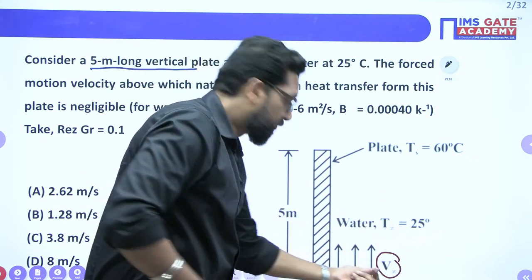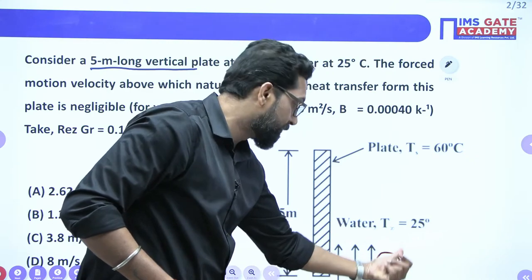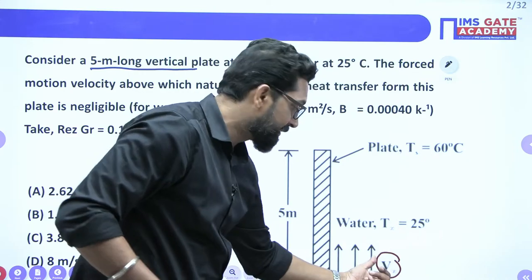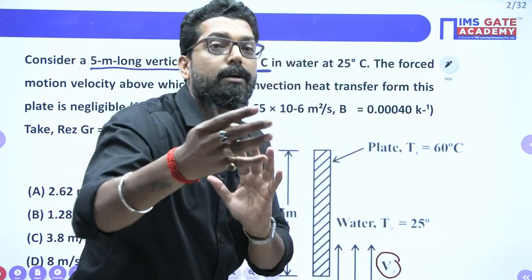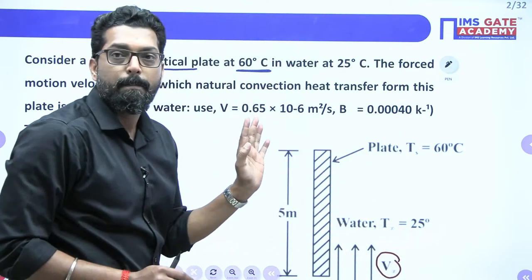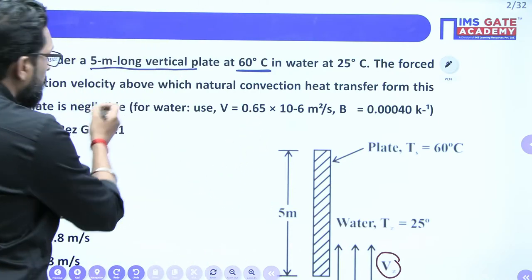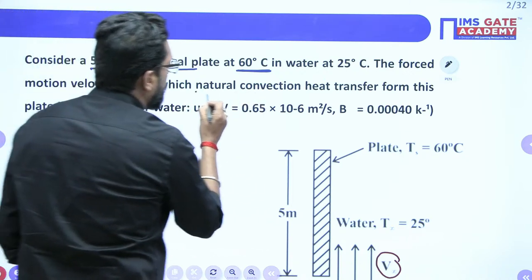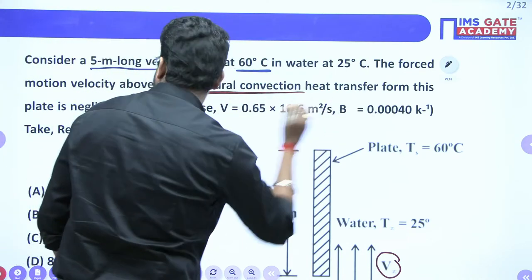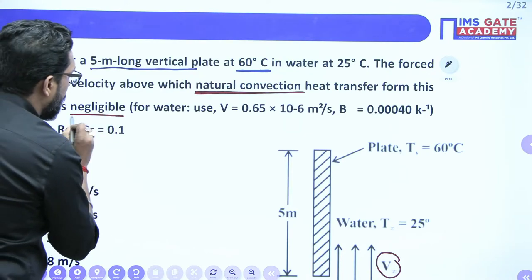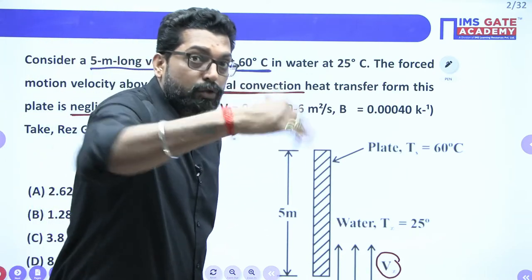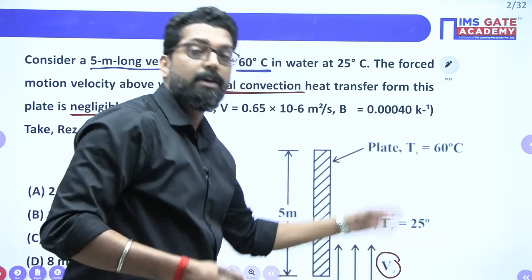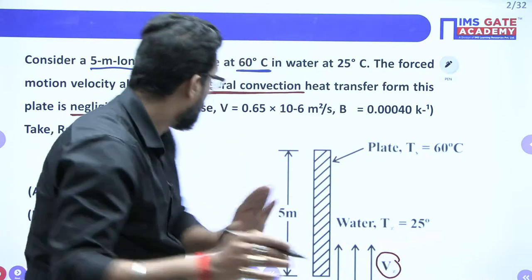See the dominating factor: is the velocity given or not? If no velocity is given, then this is natural convection. And if the velocity is given, then forced convection is dominating over natural convection. Okay. So, see the question, natural convection heat transfer from the plate is negligible. That means the convection through natural convection, why? Because the velocity is given. The velocity is given, so we can neglect the natural convection, right?